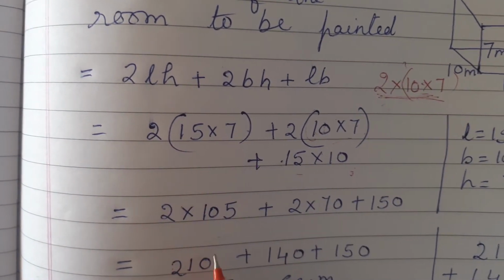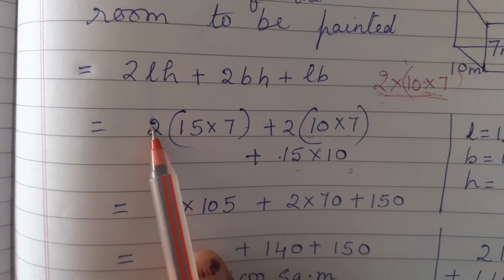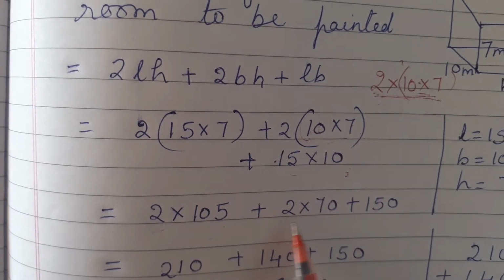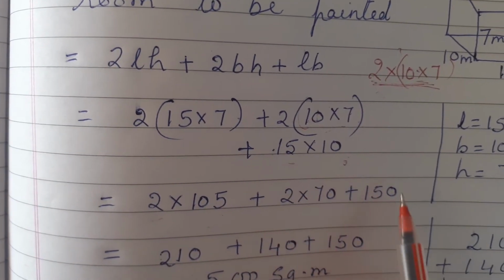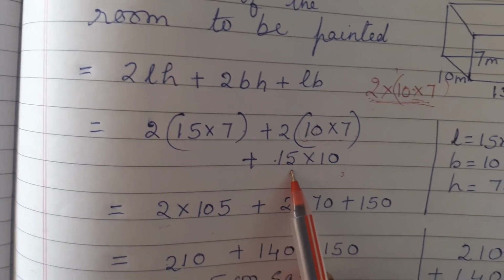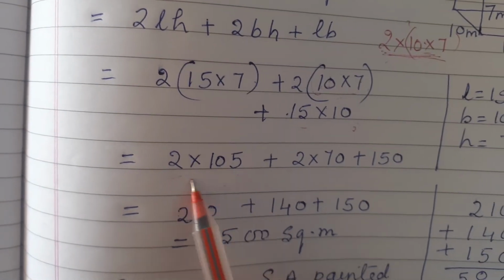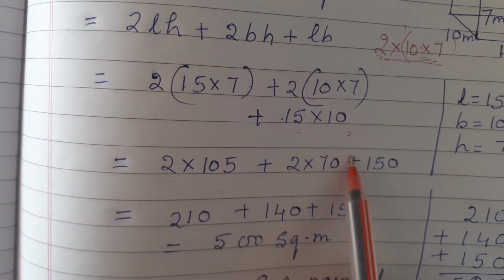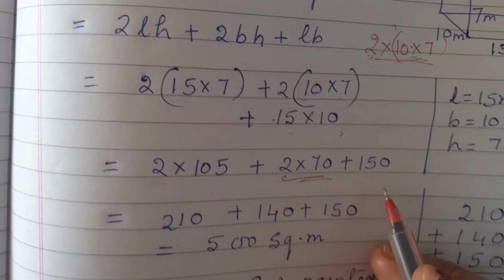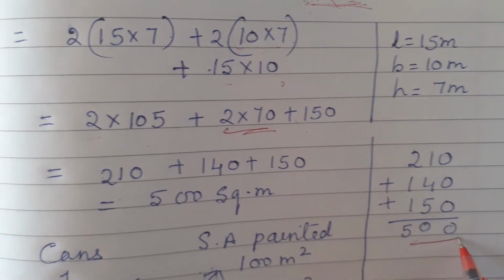Now 15 sevens are 105. I have multiplied it by 2, which was here outside. Similarly 70 you get in the bracket, you multiply by 2 and you get 140 outside the bracket, and 150 represents the measure of length into breadth. Now 105 into 2 you get 210 plus 140. This 140 is the value of 2 into 70, and 150. Add all these 3, you get over here 500.